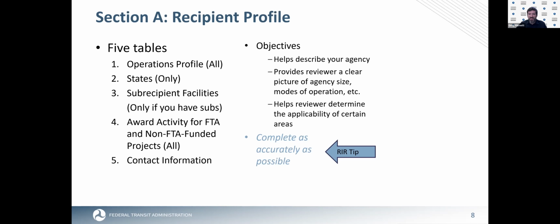And then you can see on this slide, we have our first RIR tip. We ask that you complete the RIR, especially the recipient profile, as accurately as possible. If you are unsure of how to respond to something, I would just note that. For instance, we think we have a sub-recipient, but it might be a contractor. Identifying that early would be good, and that will help your reviewer work in partnership with you to resolve those issues. That will lead to a better outcome as opposed to addressing that much later in the process when there may not be time to fix things up in the background.